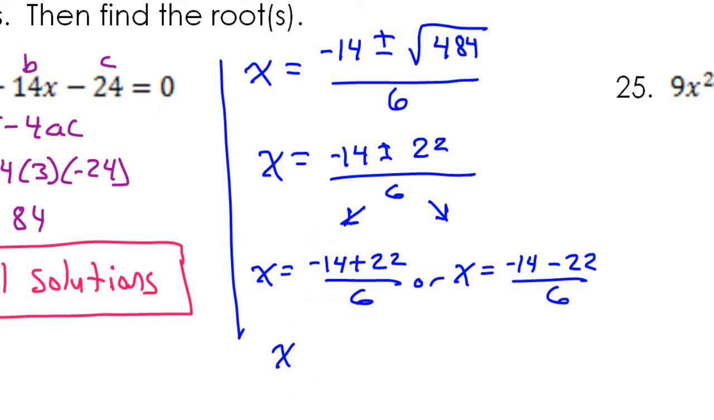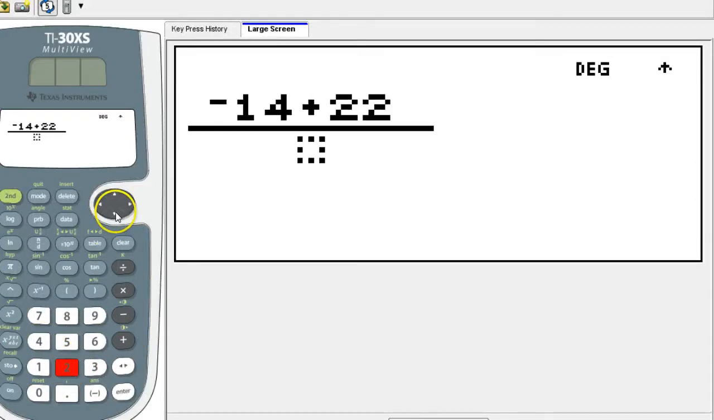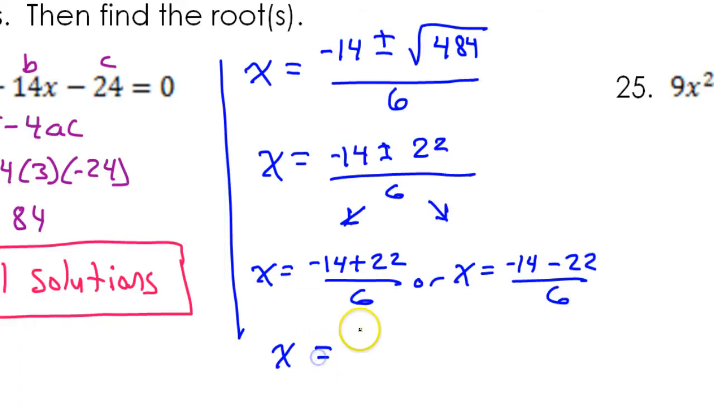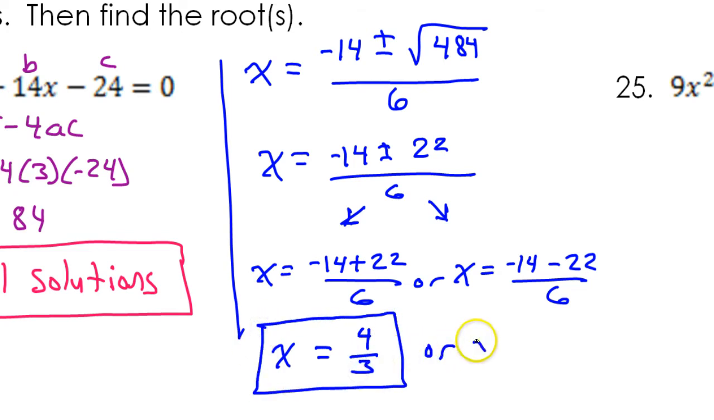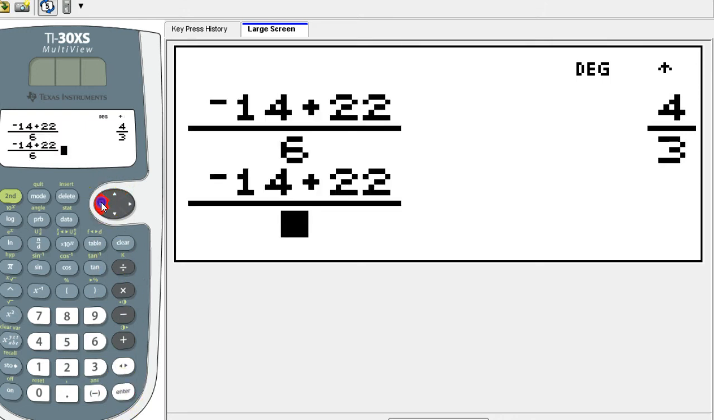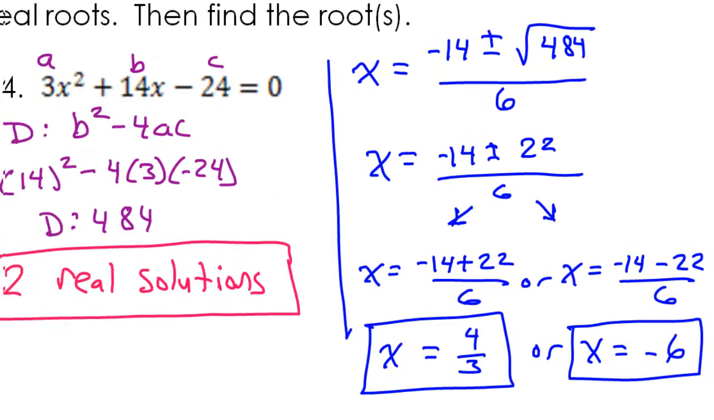Negative 14 plus 22 divided by 6. Okay, so that's 4/3. Same thing with a minus sign. If you want, you can go back to this and just edit it and just change that plus to a minus. So that's negative 6. Okay, so those are the answers to number 24.